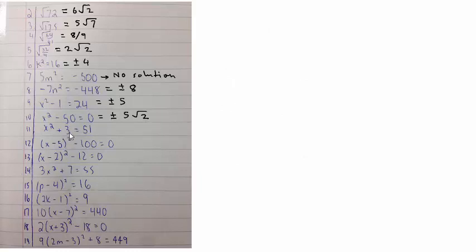Number 11, x squared plus 3 is equal to 51. Let's write that down. X squared plus 3 is equal to 51. The first thing you want to do is move the 3 to the other side. You actually subtract 3 from both sides to be able to do that. These two cross out. You have x squared is equal to 48.